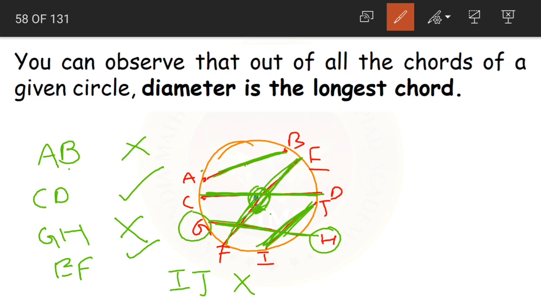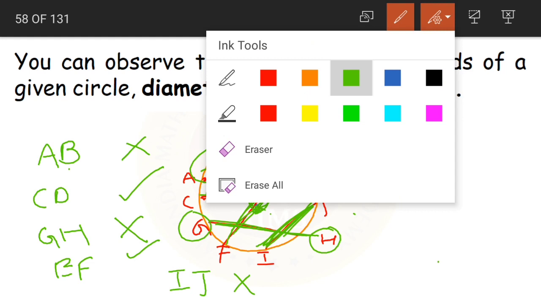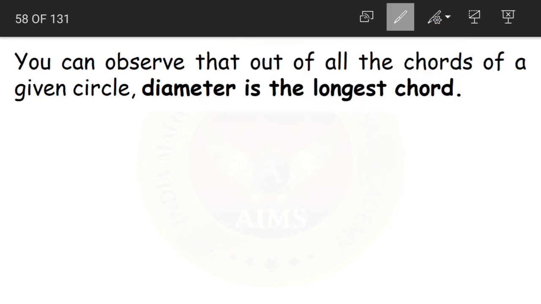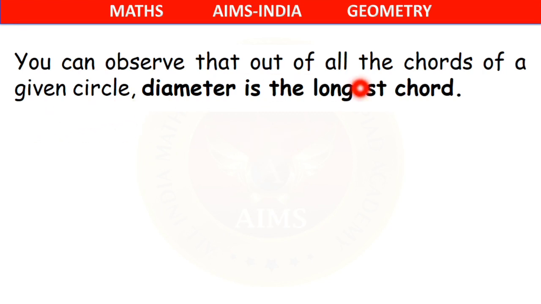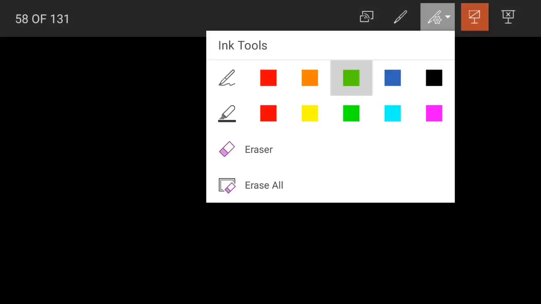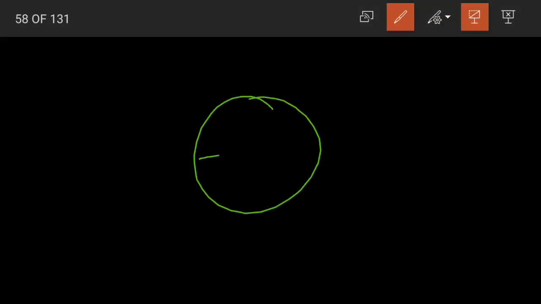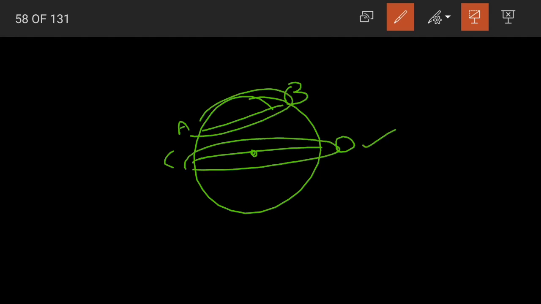Now again, what is the next activity, children? With the help of a ruler, you have to measure the length of all these chords. Now upon measuring, what will we find is that diameter is the longest chord of the given chords. See, this is a diameter and this is a chord. AB is a chord. CD is also a chord, but it is a diameter. Now if you measure the lengths of AB and CD, you will find out that CD has more length than our chord AB.